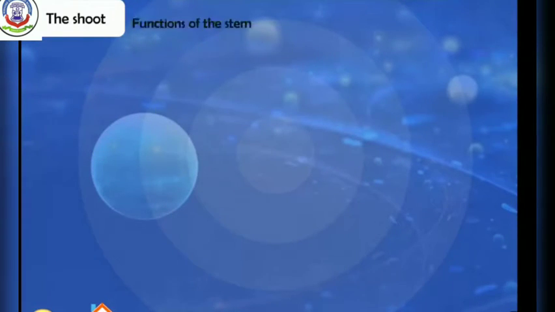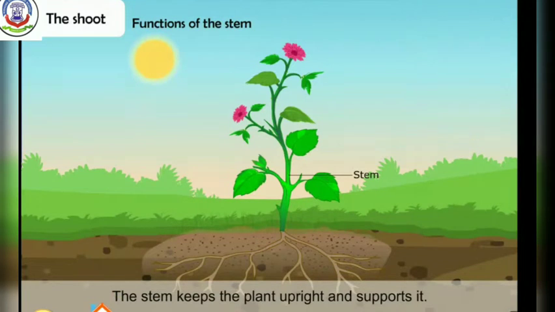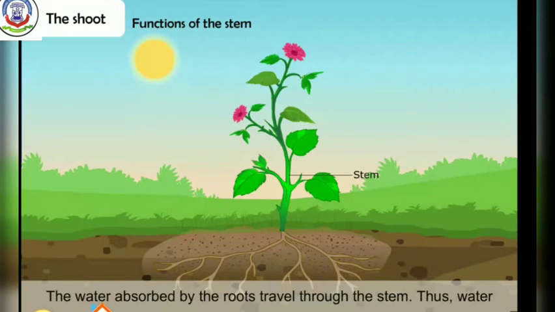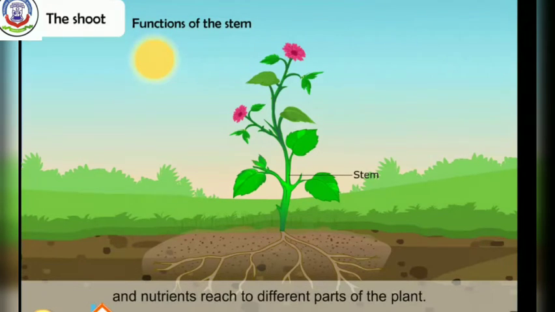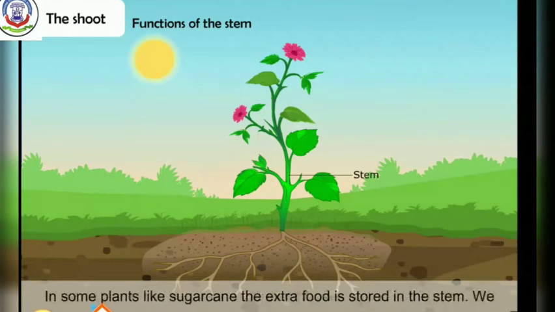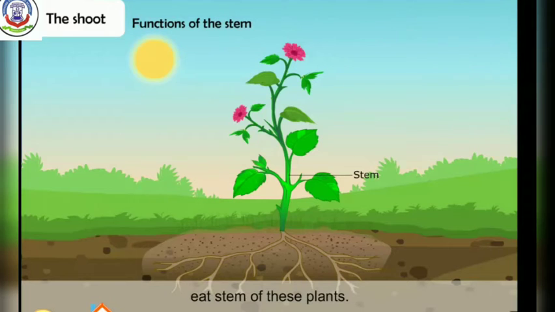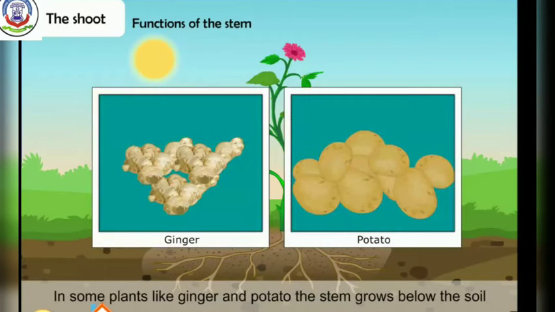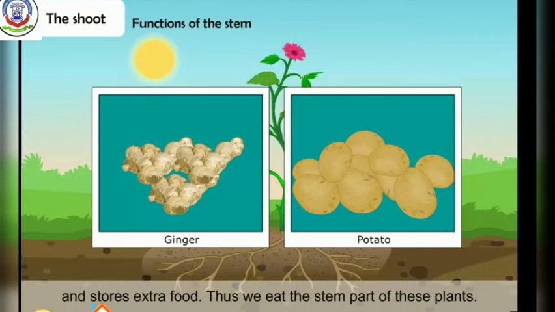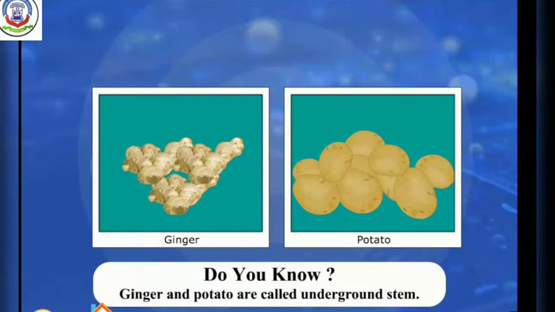Functions of the stem. The stem keeps the plant upright and supports it. The water absorbed by the roots travel through the stem. Thus, water and nutrients reach to different parts of the plant. In some plants like sugarcane, the extra food is stored in the stem. We eat some of these plants. In some plants, like ginger and potato, the stem grows below the soil and stores extra food. Thus, we eat stem part of these plants. Do you know? Ginger and potato are called underground stem.